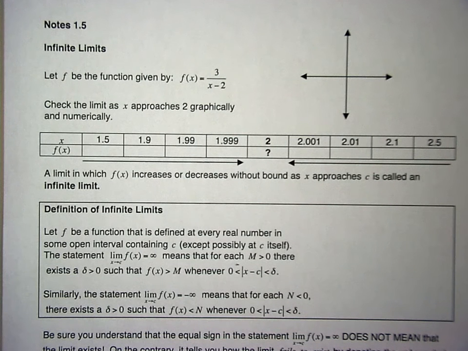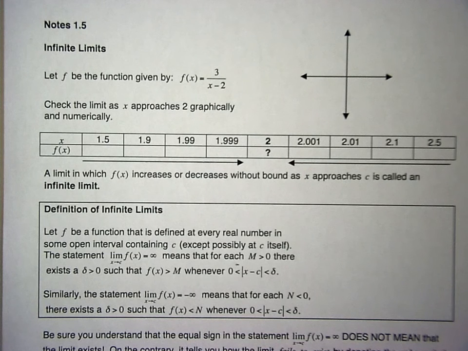Hi guys, let's start infinite limits. We're going to just cover the first three examples here for 1.5, and our main focus is going to be how infinite limits relate to vertical asymptotes, and we're going to take a huge look at our reciprocal function 1 over x.